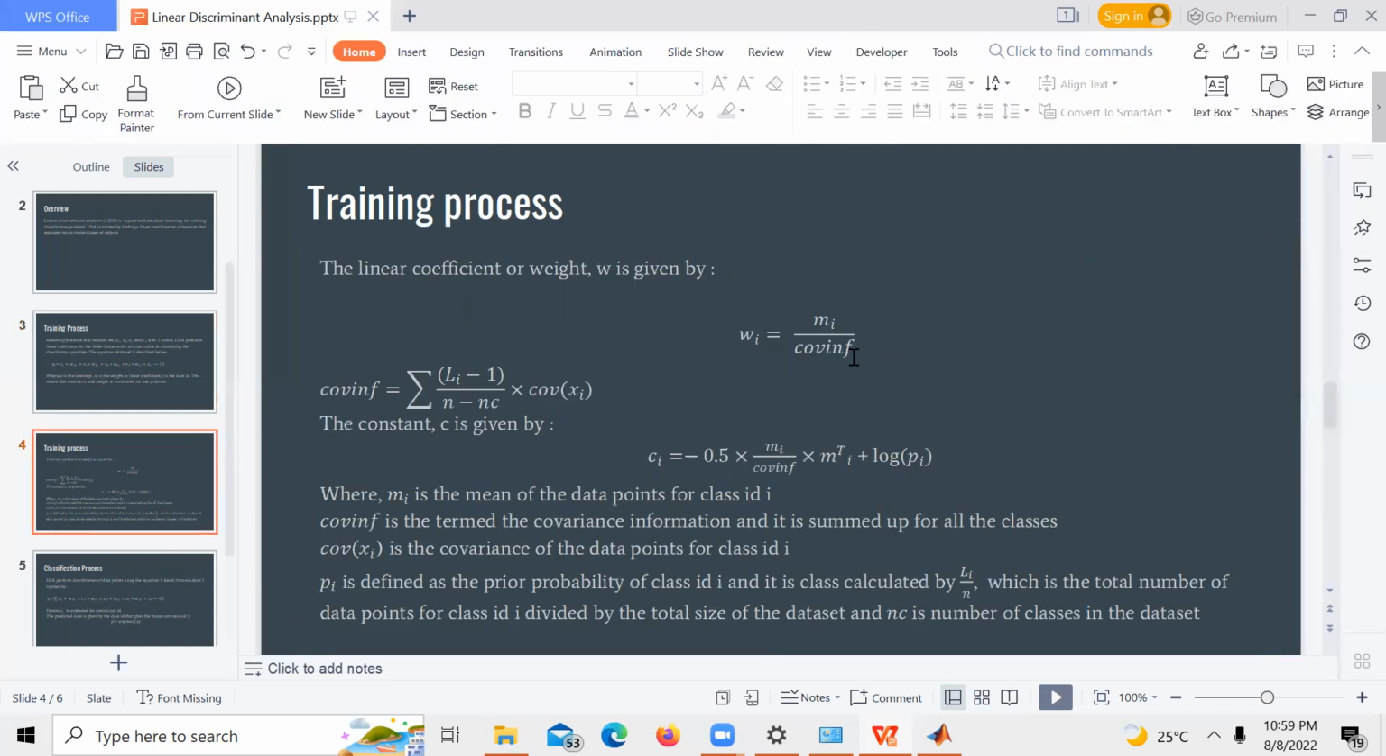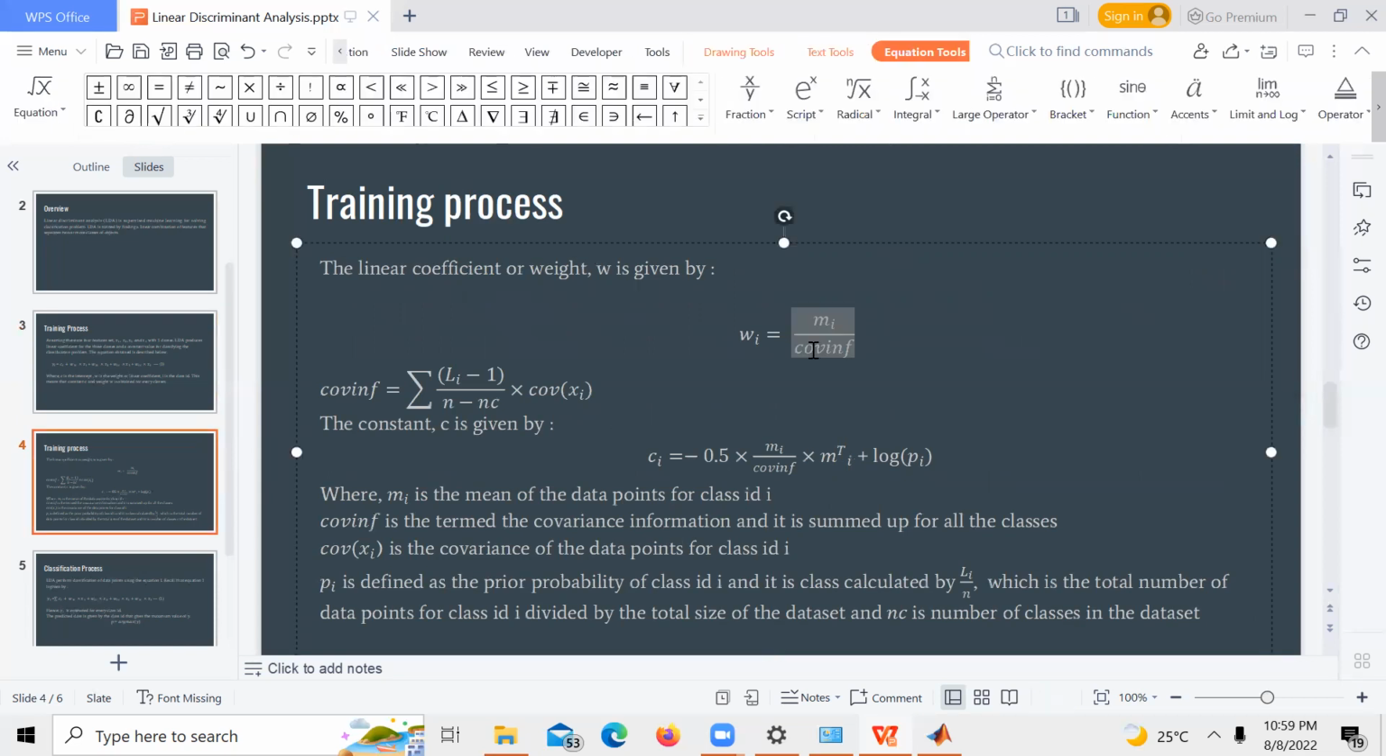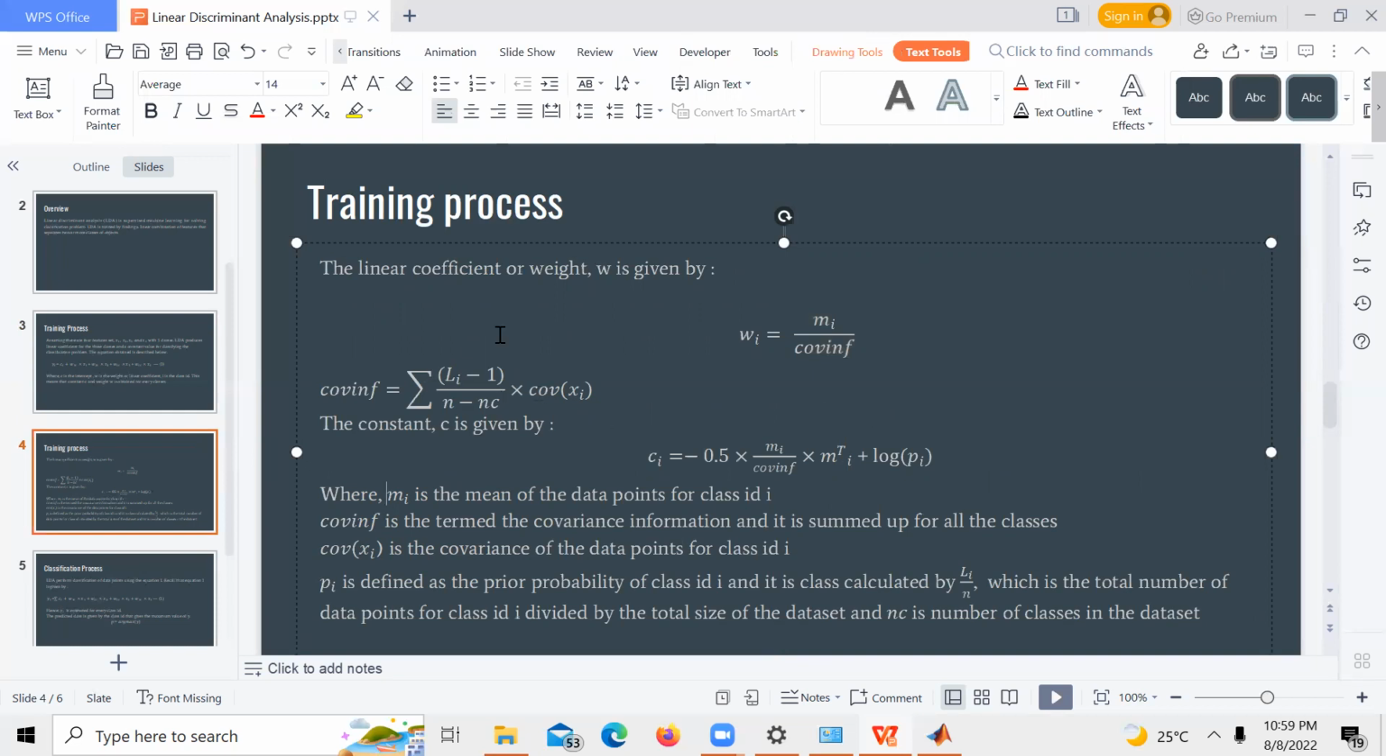And take note that this mi is for that particular class. So we also do the same thing for the second class, and the same thing for the third class. Then we find this covariance information. I call this a covariance information. This is how we find it. This is a summation for all the three classes.